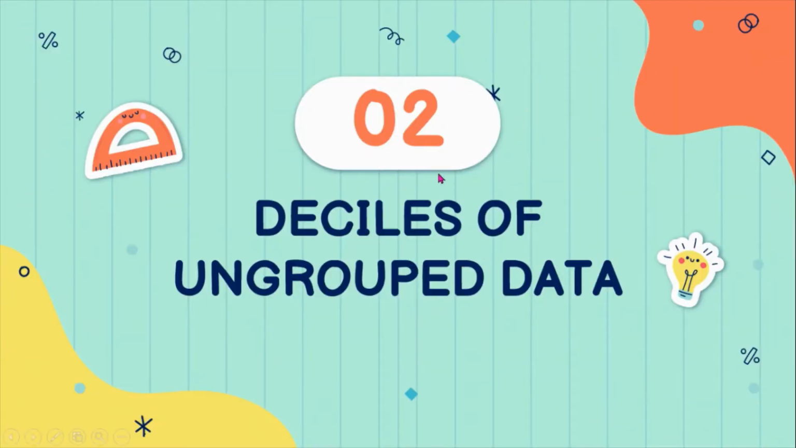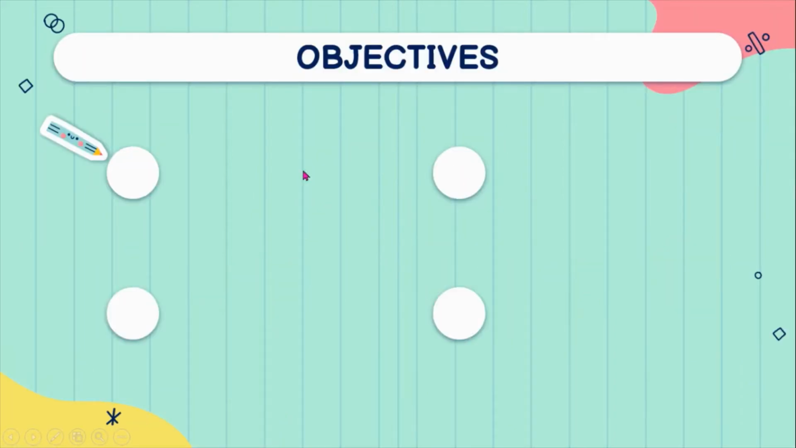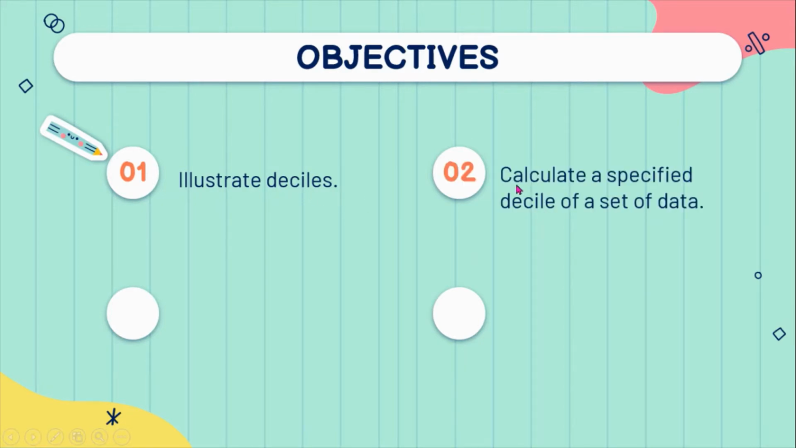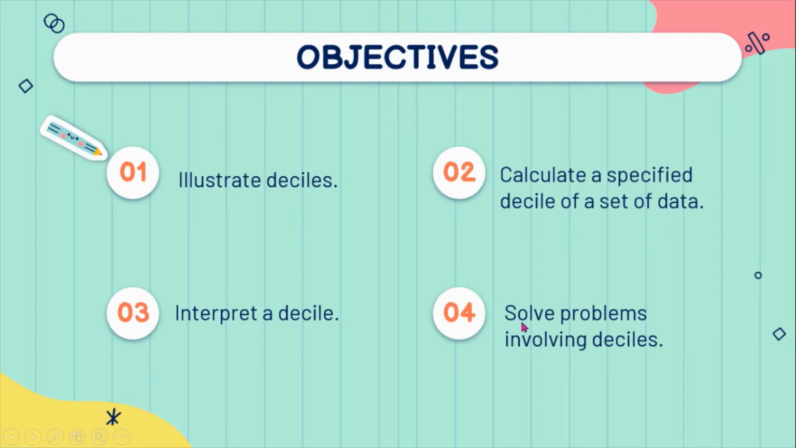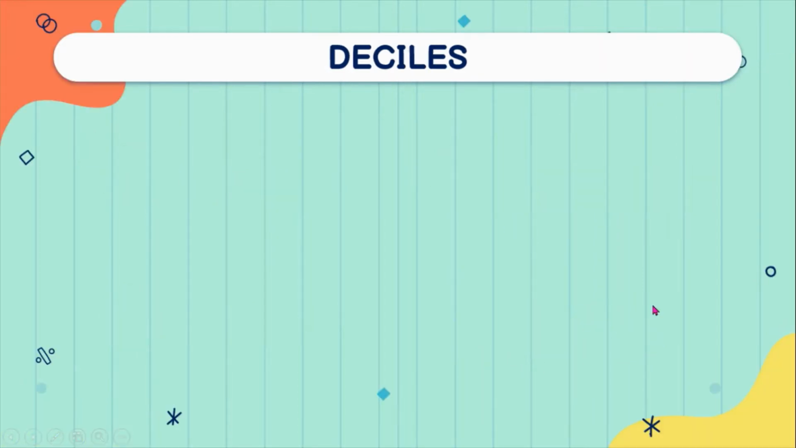So now let's discuss deciles of ungrouped data. For our objectives, we have number 1, illustrate deciles. Number 2, calculate a specified decile of a set of data. Number 3, interpret a decile. And number 4, solve problems involving deciles.